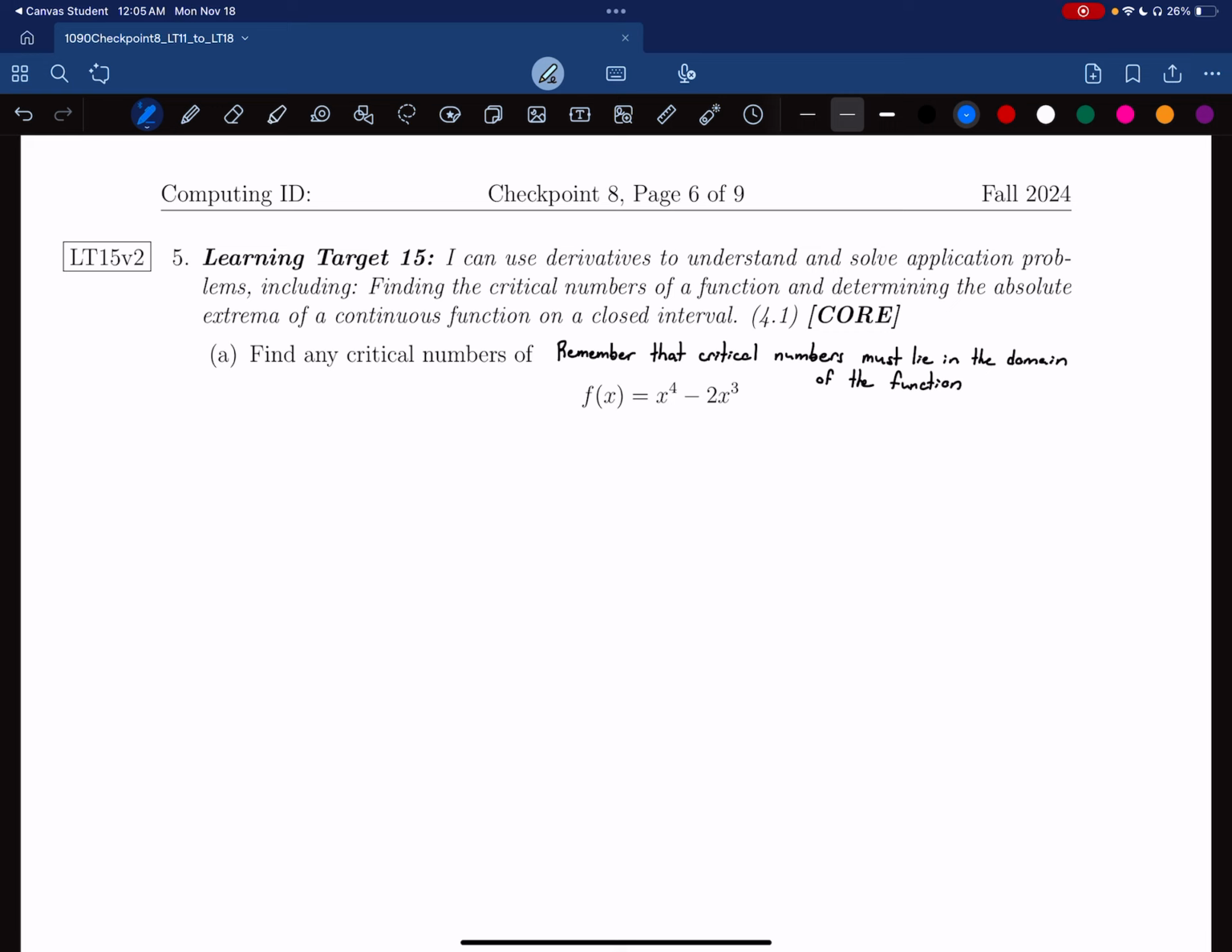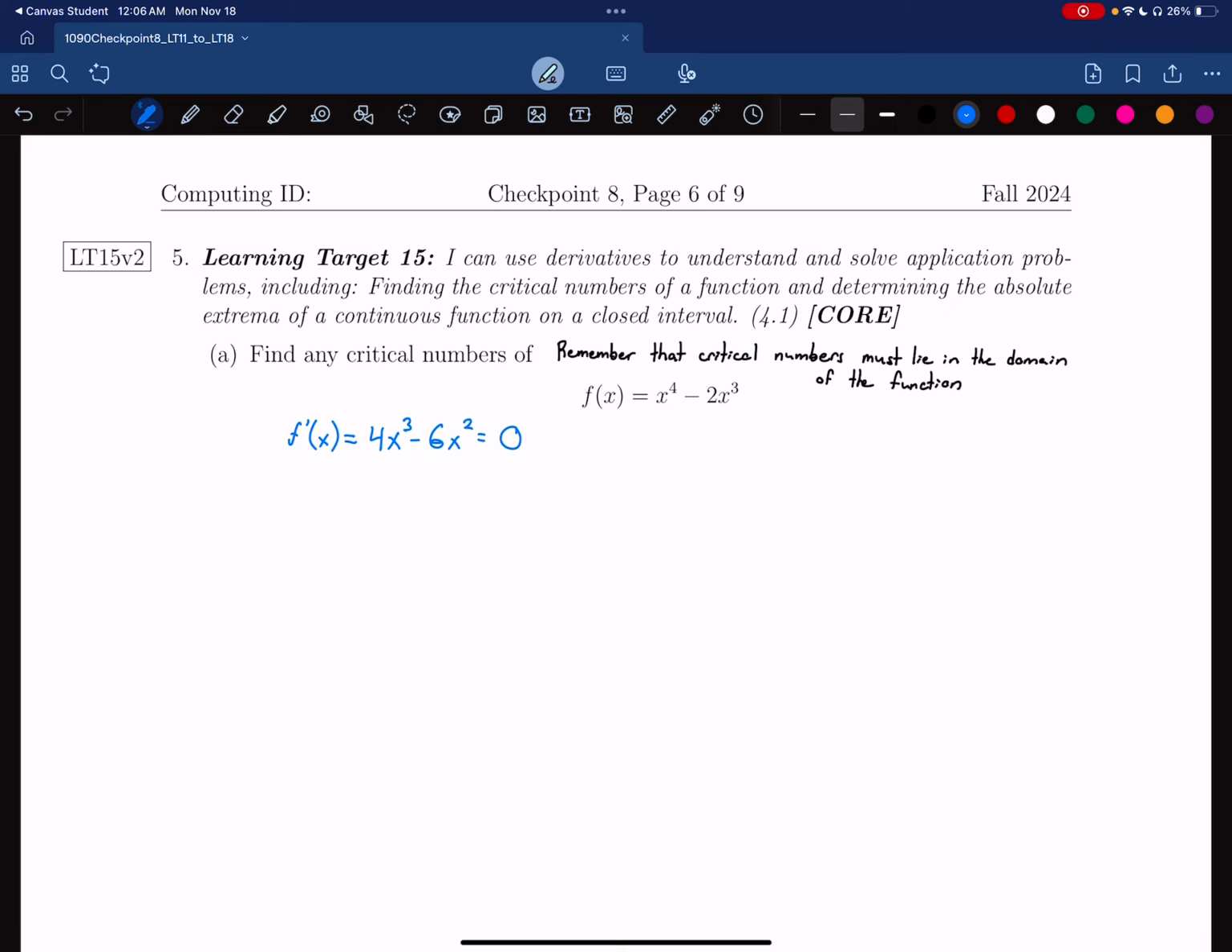So the first step of finding a critical number is to take the derivative, f prime of x. In this case, using the power rule, we will have 4x cubed minus 6x squared. And then, as always, we want to set that equal to 0 because we're looking for the points where the slope is equal to 0, because that means the function might change direction.